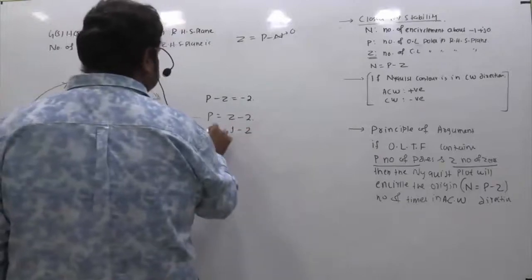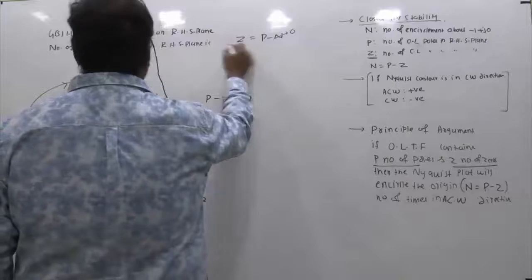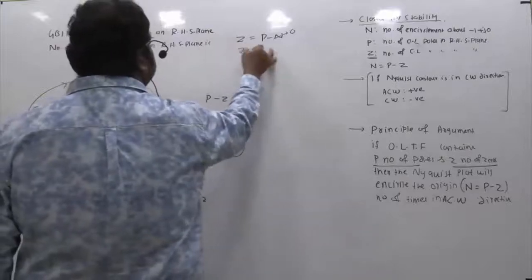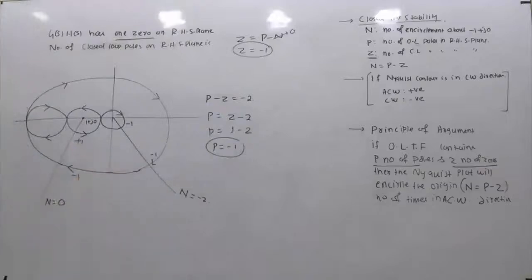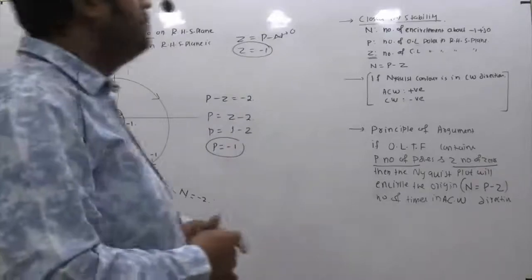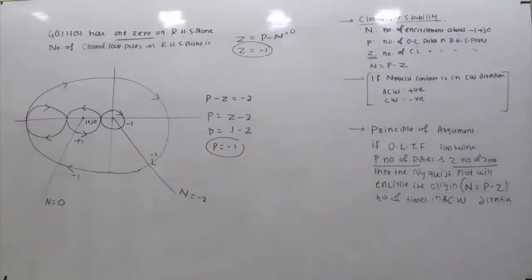So 1 - 2, you are getting P is equal to -1. And if P is equal to -1, then the number of closed loop poles Z is coming as -1, which is a contradiction. So you cannot say we have -1 number of poles in the right half of the S-plane in the closed loop system. So that's meaningless. So there is something else in the question. By the normal approach, the normal way we solve the questions, we are getting something unexpected. Now we should think about it in another way.